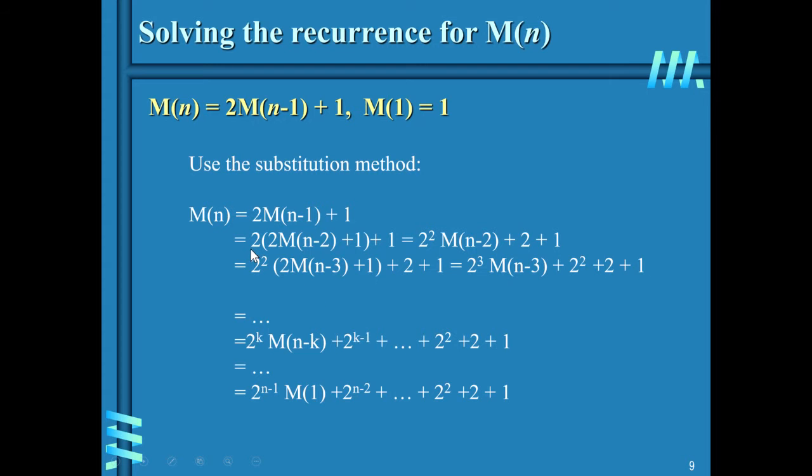And then you can follow the same procedure and find the pattern. We see in the end M(n) equals 2 to the power of n-1 times M(1) plus 2 to the power of n-2 plus and so on, plus 2 to the power of 2 plus 2 plus 1. Based on the formula we showed you in part 1, and also the formula we posted in Canvas, we see this is equal to big O of 2 to the power of n, right?